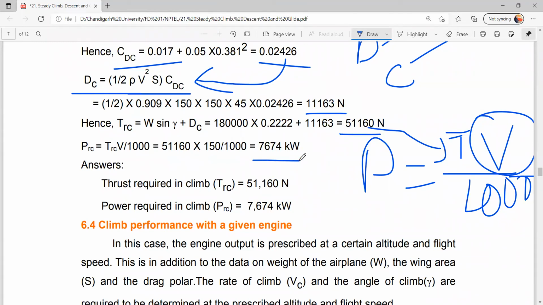Power required is 7,674 kilowatt. So when you are choosing an engine for your aircraft, you have to make sure that the thrust available is more than this and power available is more than this, so that your aircraft can fly or climb with this objective, like the 3 kilometer objective. So it is our duty to choose the engine. As a design engineer, we have to choose the required engine for our aircraft.